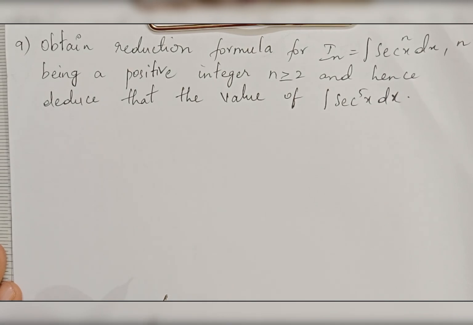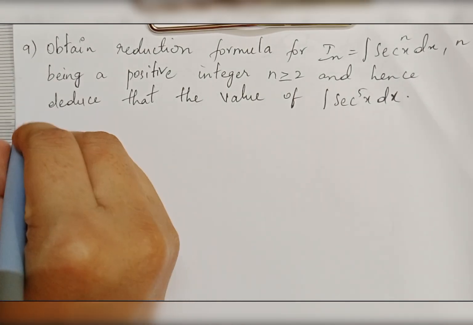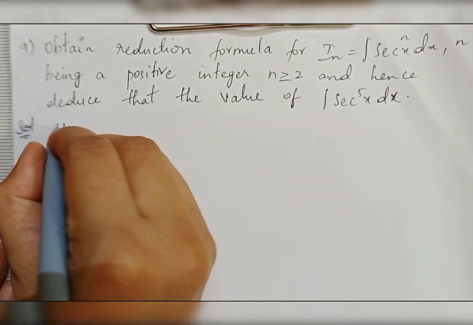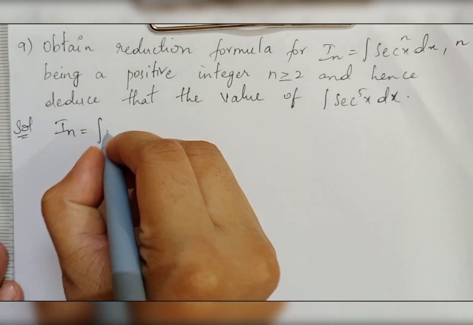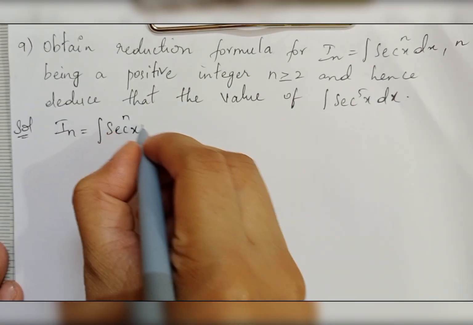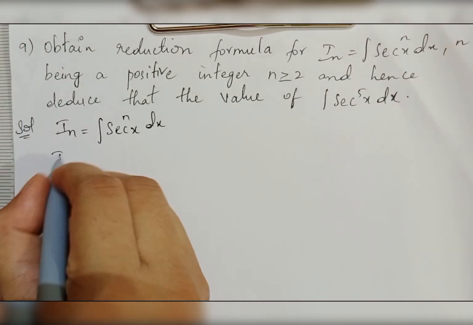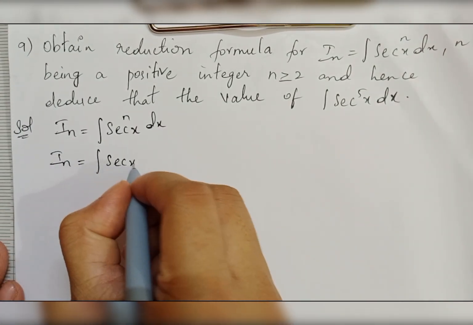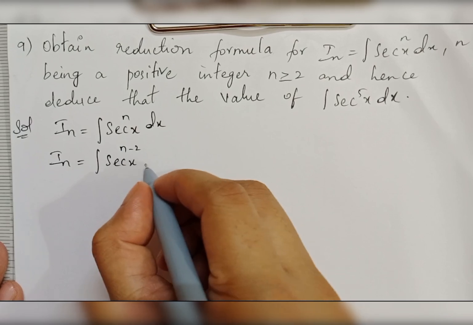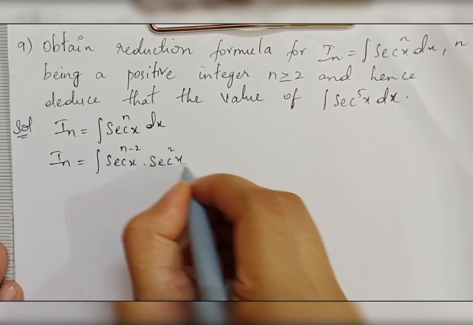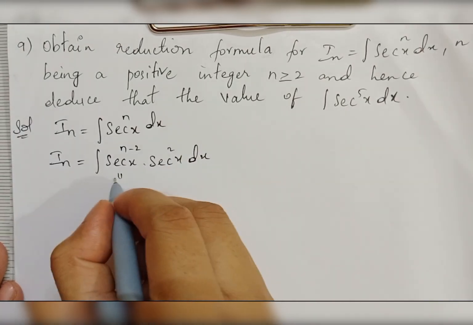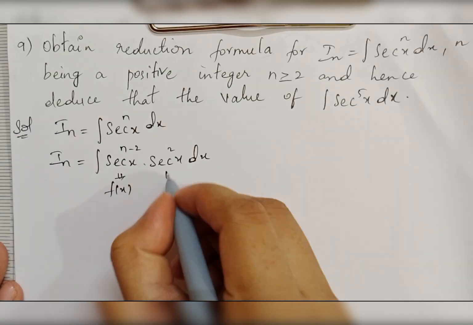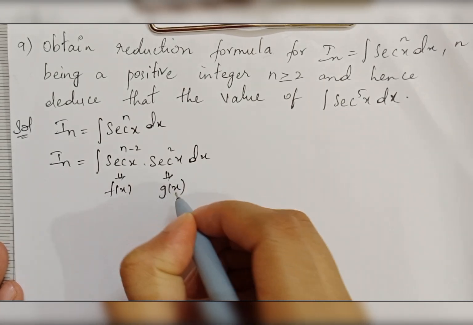Next reduction formula is for secant x power n dx. Solution: I_n is equal to integral secant x power n dx. This can be written as I_n is equal to integral secant x power n minus 2 into secant square x dx. This term is f of x and this is g of x.